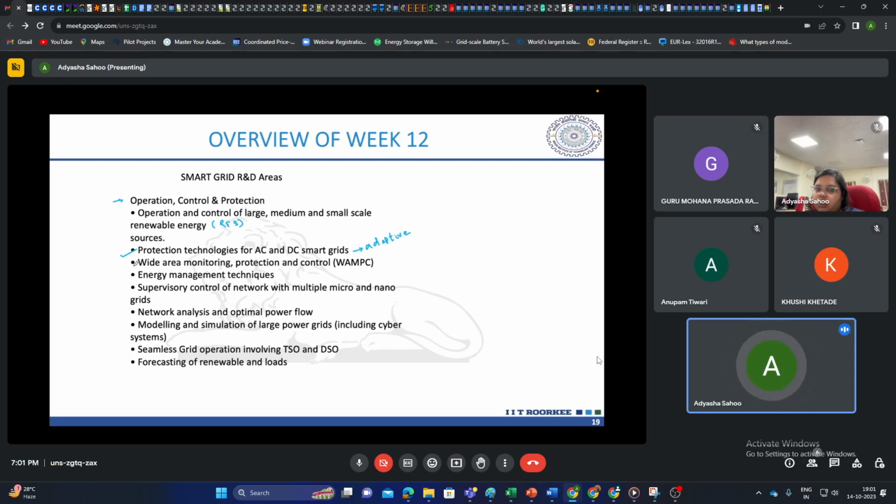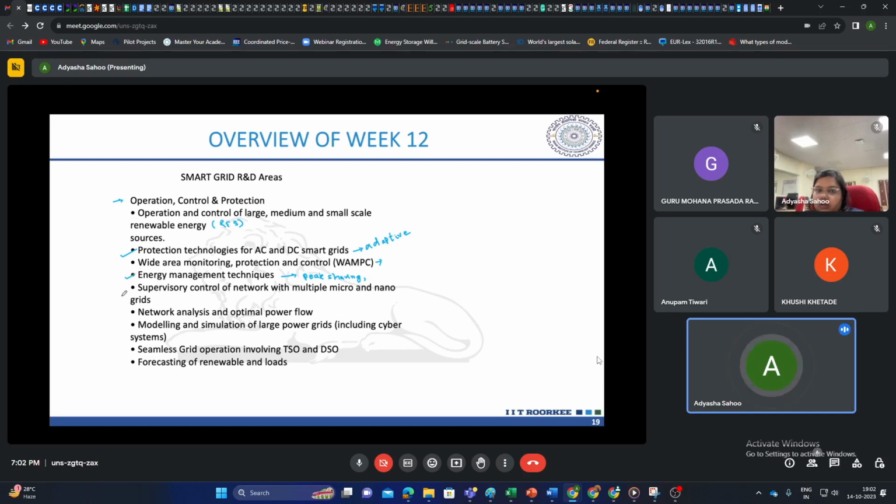Then we also saw about the wide area monitoring, protection, and control. So we had seen here that we need wide area situational awareness. Then we need energy management techniques. So here we had studied various techniques such as peak shaving, valley filling. So various energy management techniques we had studied in this course. So those need to be improved.